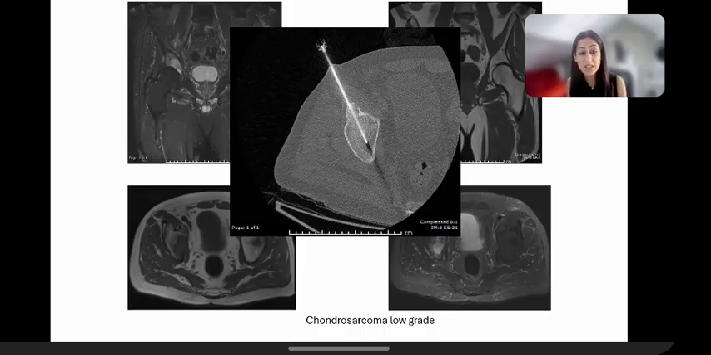So whenever you're in doubt, or you think that your radiological opinion can literally change the entire management, can change the prognosis of a patient, just go ahead and put a needle in. You will not regret biopsying a bone lesion, but trust me, you will regret not putting in a needle.